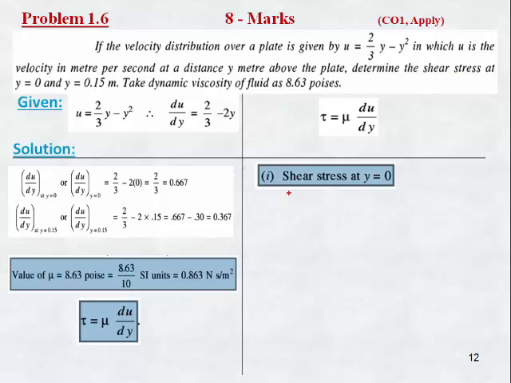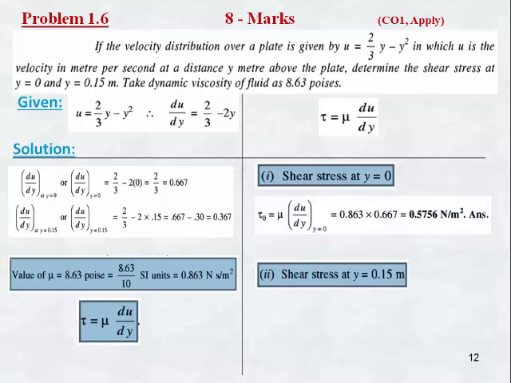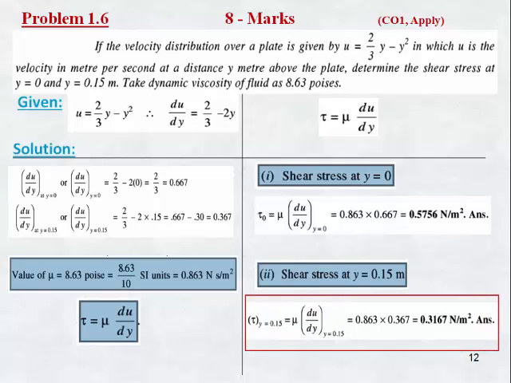First we are going to find out shear stress at y equal to 0. From this equation, tau equal to mu du by dy, we apply y equal to 0. We find 0.5756 Newton per meter square. Next we are going to find out shear stress at y equal to 0.15. While applying the tau equal to mu du by dy equation, we get 0.3167 Newton per meter squared at the point y equal to 0.15.